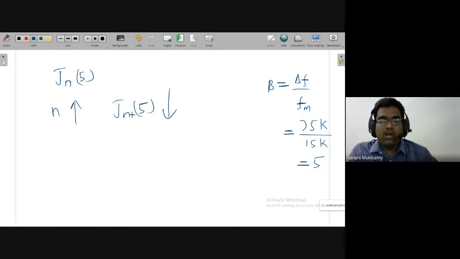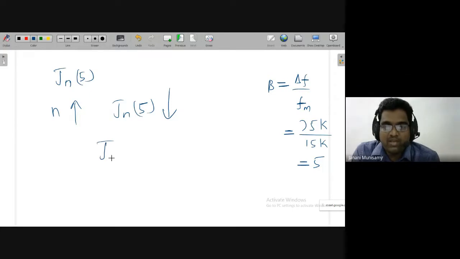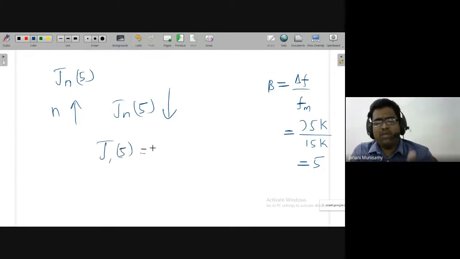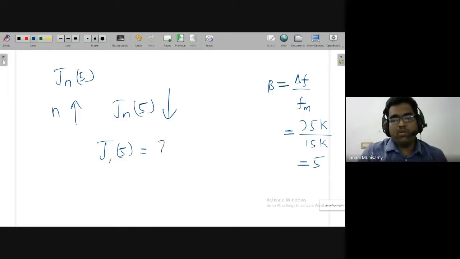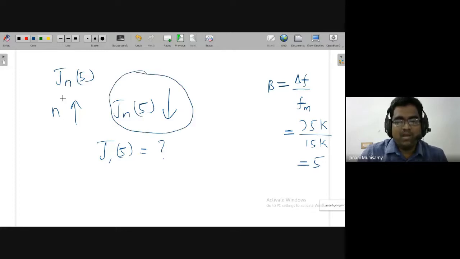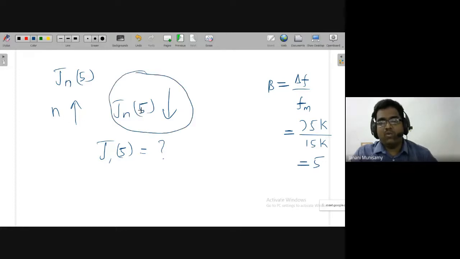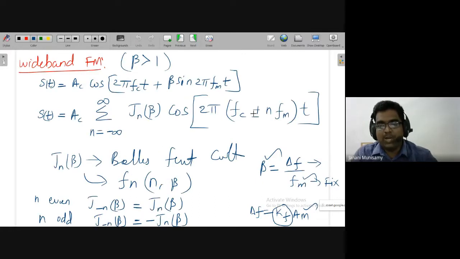So again, what is the actual value? For that, a separate table is there. Say for example, I am fixing 1. What is J15? Again, some table will be there. From that, we have to refer to the actual value. Again, you need not worry about these values, but you should know this concept. When I'm increasing my n value, the Jn of 5, that actual Bessel function value will decrease. That is the main concept, because once you know that, we can draw the spectrum for this signal.